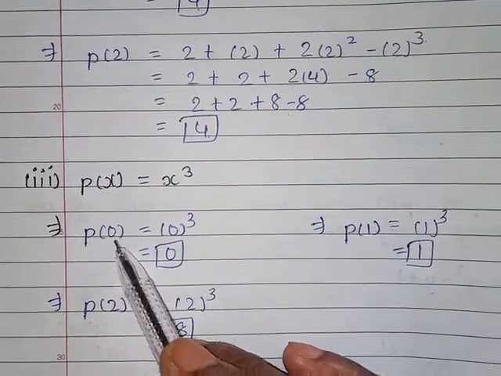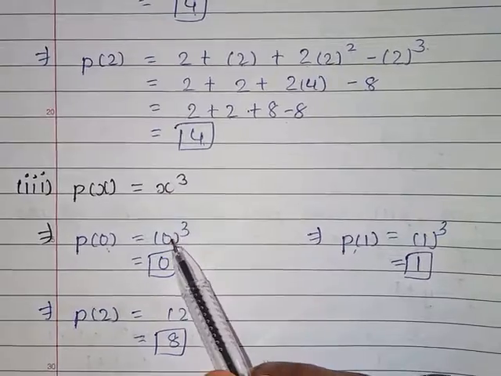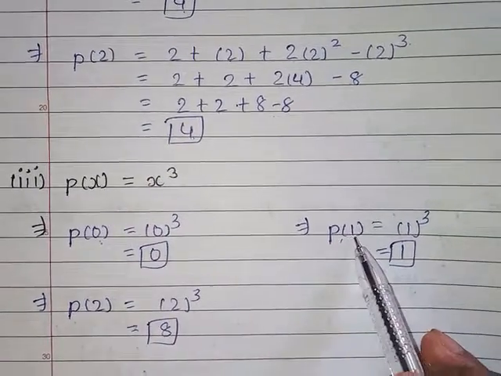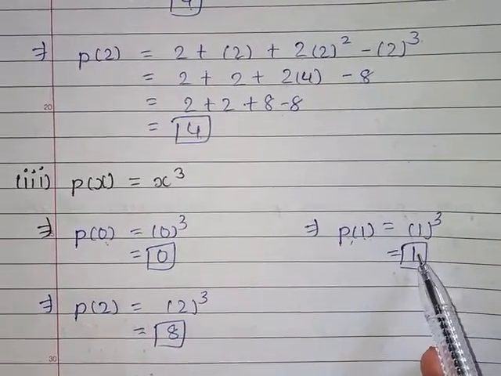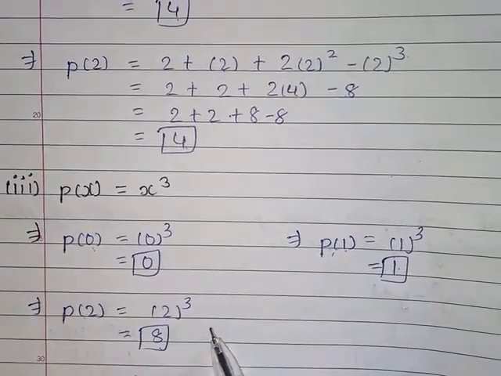of P of 0, P of 1 and P of 2. Place 0 here, so 0 cube is 0. P of 1, so 1 cube is 1. P of 2, so 2 cube is what? 8. 2 into 2 into 2. So let's move on to that one.